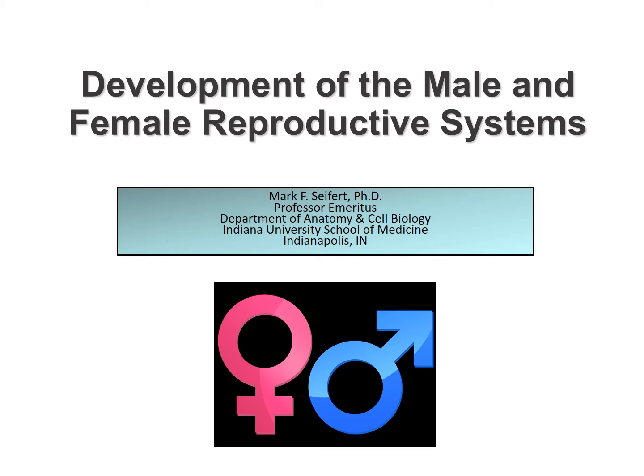This video presentation covers the basic elements of the development of the male and female reproductive systems. Recall that the development of the urinary and genital systems are closely interwoven, especially during their early stages. Many textbooks describe these collectively as the genitourinary or urogenital system.